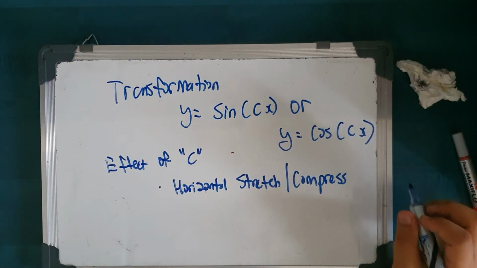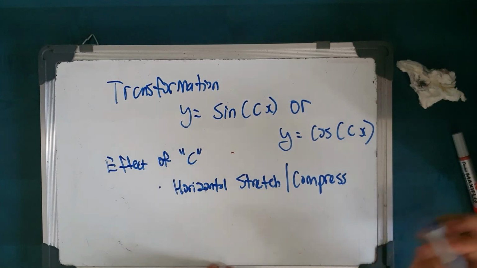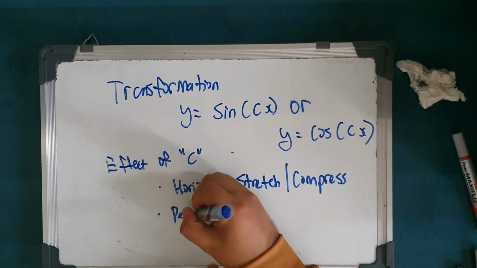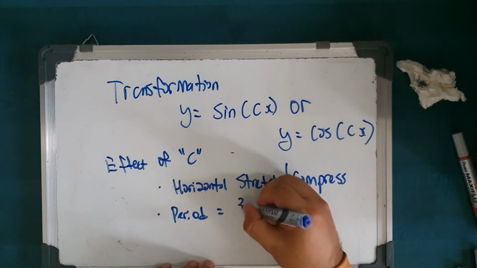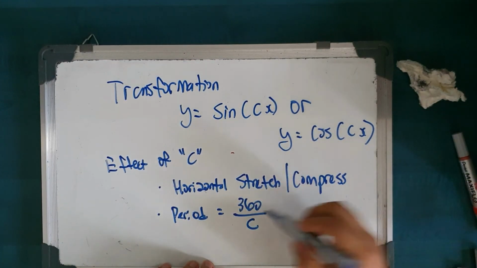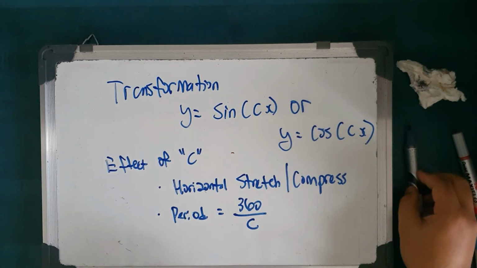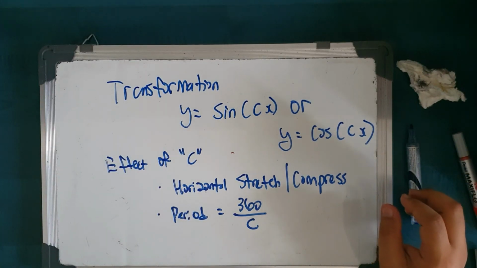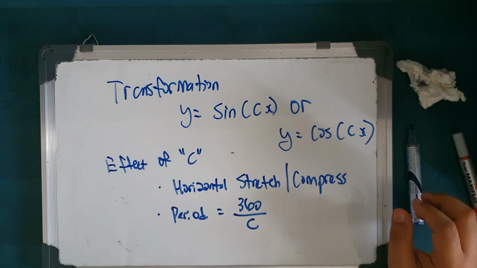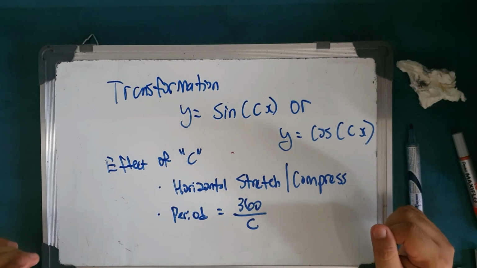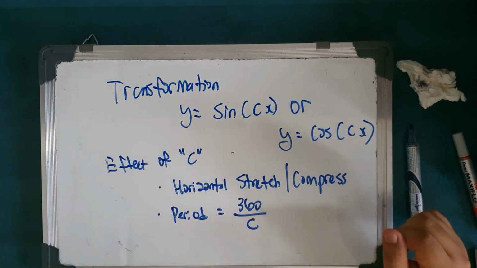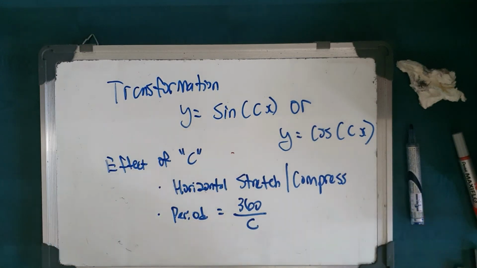The only change that C brings to our curve is the period. The new period will always be 360 over C, always 360 over C. Everything else remains the same. Our amplitude is still 1, our axis of curve is still the x-axis, and all the angles, as we already saw, we just divide by C. So that is all for this kind of transformation.